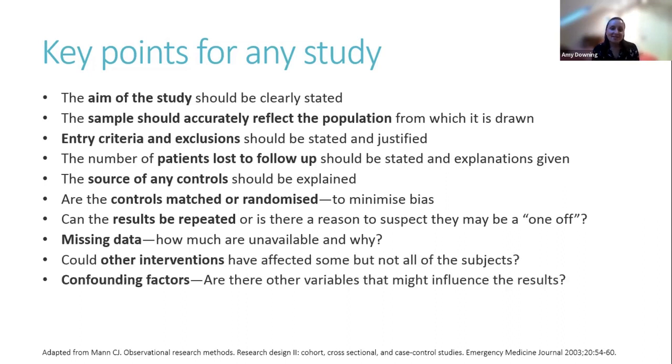Could any other interventions have affected some but not all of the subjects? You need to make sure that you're accounting for all of the other factors that may have affected the outcomes. This is related to confounding factors. You need to identify all of the other variables that might be influencing the results and try and account for as many of these as possible. It's not always possible to get the data or to measure every single factor, but you need to at least be aware of them and acknowledge that they are there and that they may be having some influence.